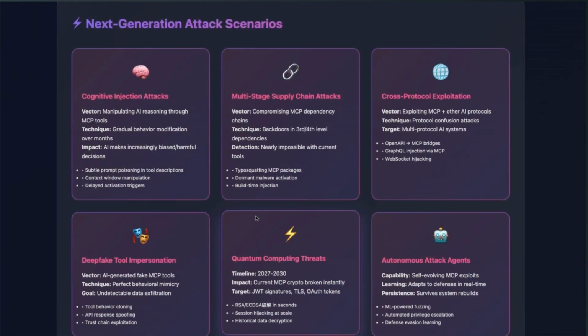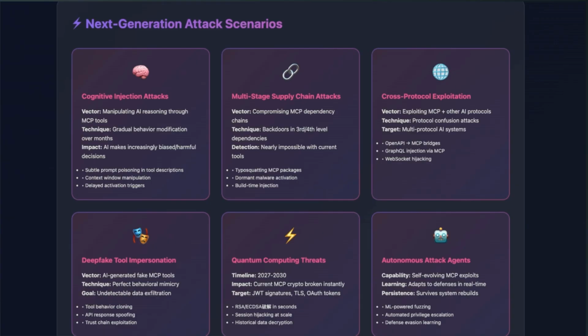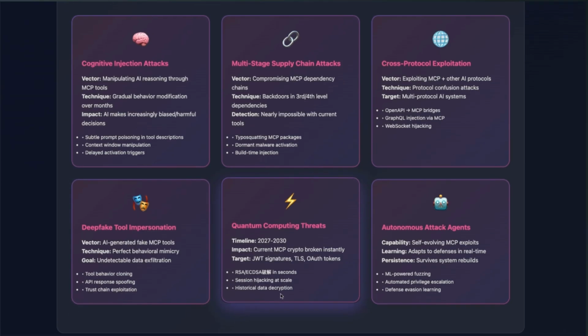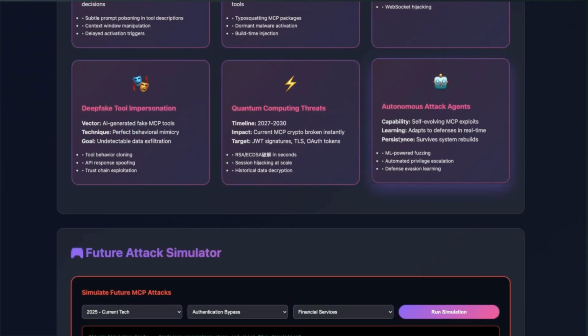And next generation attacks: cognitive injection attacks, multi-stage supply chain attacks, cross protocol exploitation, deepfake tool implementation. As of now we have deepfake tools, but utilizing MCP, just assume you have one tool for generating a video, another tool generating the voice overlay on that video, and another tool making that video get uploaded and go viral over social media networks, right? Just imagining it is itself a very big security concern in the real world, right? And quantum computing threats, autonomous attack agents, this is going to be awesome.